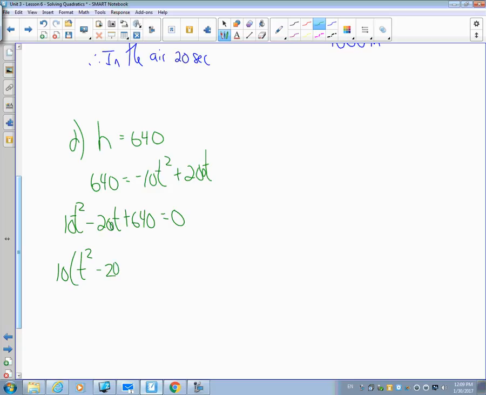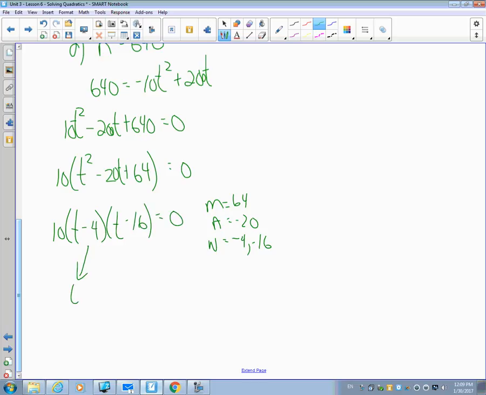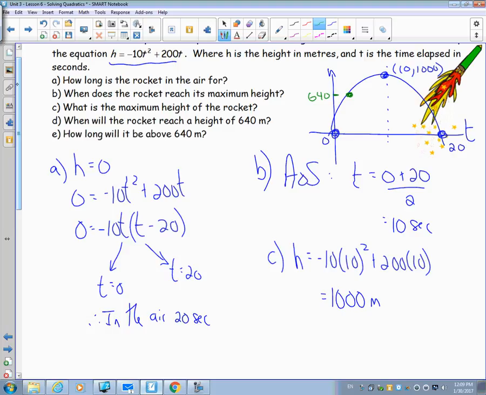200t. Take out the 10 first, and then say to yourself, is this manageable in here? Is there anything that multiplies to 64 and adds to negative 20? And sure enough, there is. The numbers are negative 4 and negative 16. So t minus 4, t minus 16. Are those the answers? No, that's my factored form. 4 and 16 are my answers. Why are there 2? Well, if we go back to our picture for a second, on the way up, we hit 640, and on the way back down, the symmetrical point, we hit 640 again.